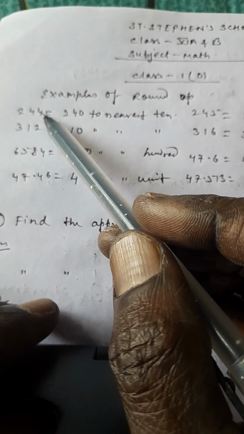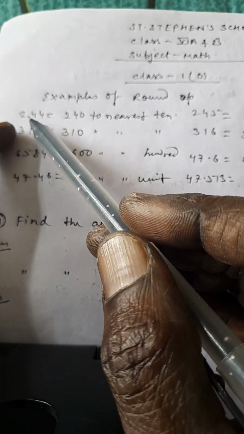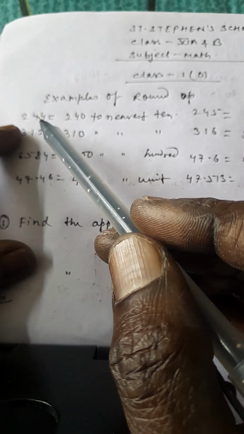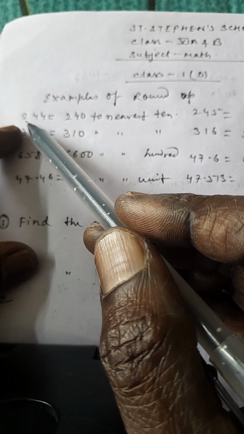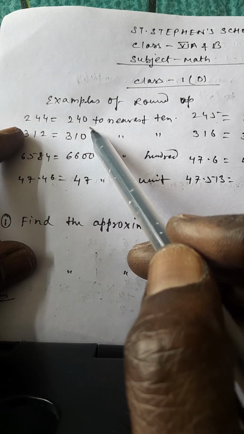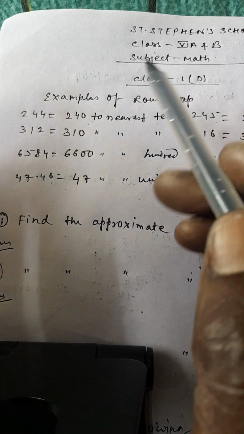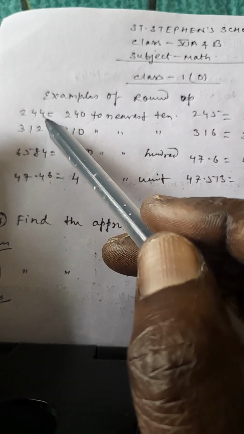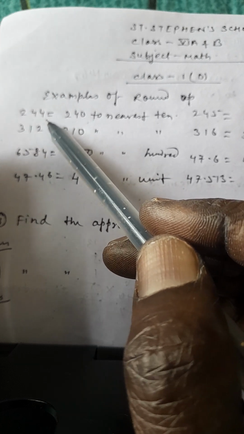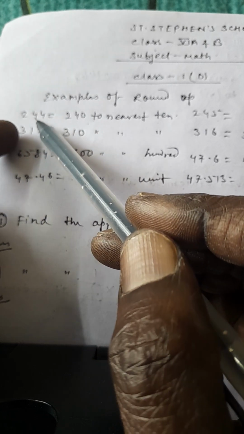So if any value will be less than 5, then we will put here as 0. So what will be the nearest value up to the 10th place? So in the 10th place the value will be up to nearest to 10 will be 240. Means we have to remove the unit place. Okay, but if the value will be 5 or equals to 5 or more than 5, then what will be the value of 10th place?